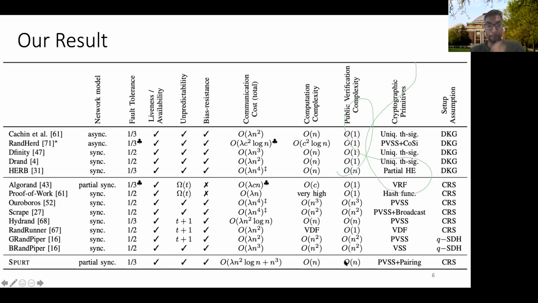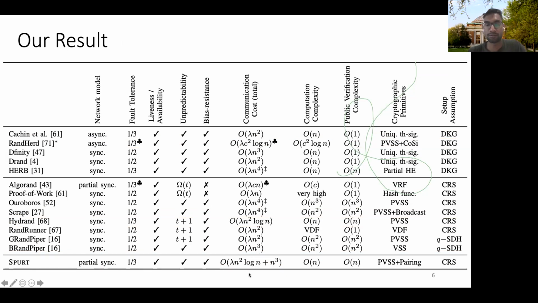And where does SPURT stand? So SPURT is a partially synchronous protocol, and it can tolerate up to 1/3 adversary. And it has a communication cost of lambda n square log n plus n cube. And this is the worst case communication complexity, like if the adversary tries to do active attacks, then this is the communication cost you get.